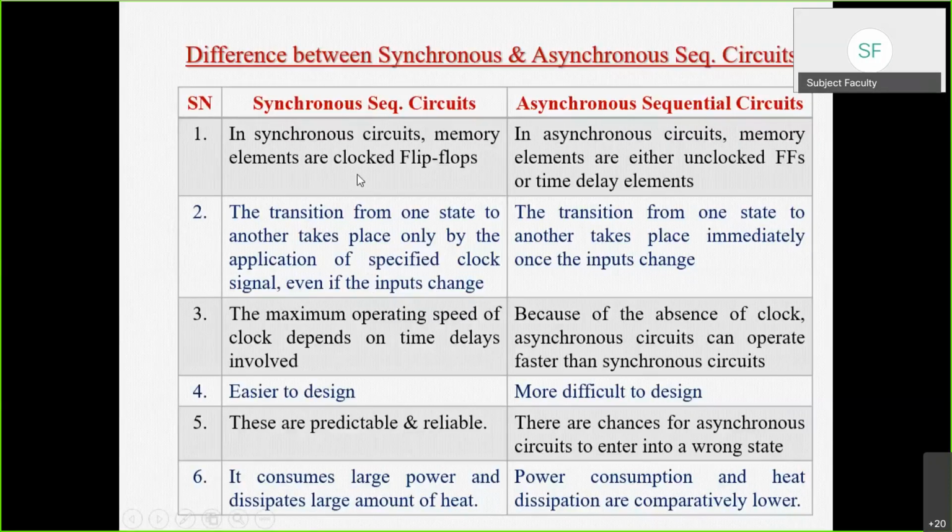The first is, in synchronous circuits, memory elements are clocked flip-flops. Clocked flip-flop is the keyword here. In synchronous circuits, memory elements are clocked flip-flops, whereas in asynchronous circuits, memory elements are either unclocked flip-flops or time delay elements. Basically in a synchronous sequential circuit, one common clock will be there, and the complete circuit will work on that clock only.